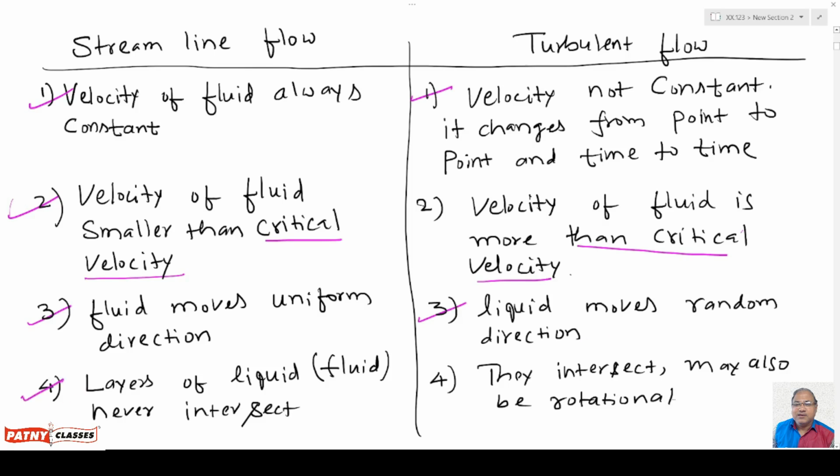And the last one, the layers of the liquid never intersect in case of streamline flow. But in case of the turbulent flow, all layers are disturbed, they intersect each other, and sometimes the flow of liquid can be rotational as well. So these are a few distinctions between streamline flow and turbulent flow.